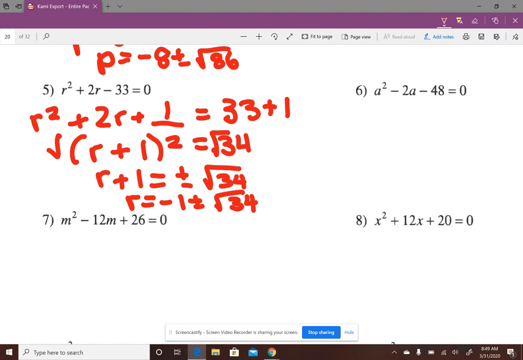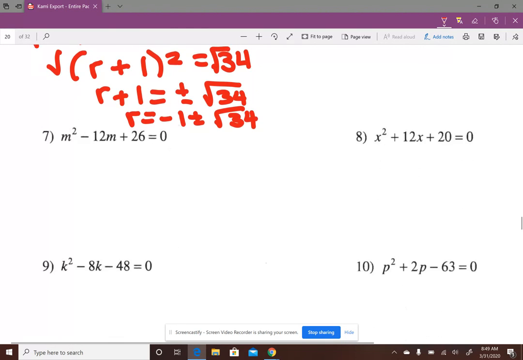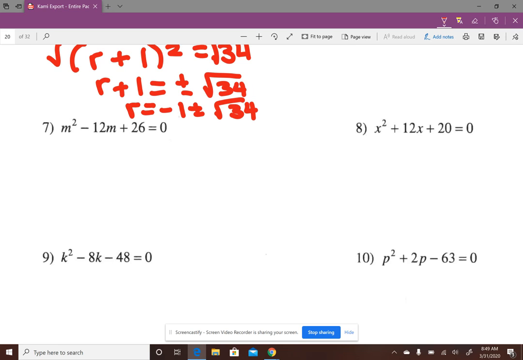Some answers are rational, some answers are irrational. There's no judgment. Sometimes you'll actually be asked to round that, so you would put it in your calculator and perhaps round it to the nearest tenth or something like that.